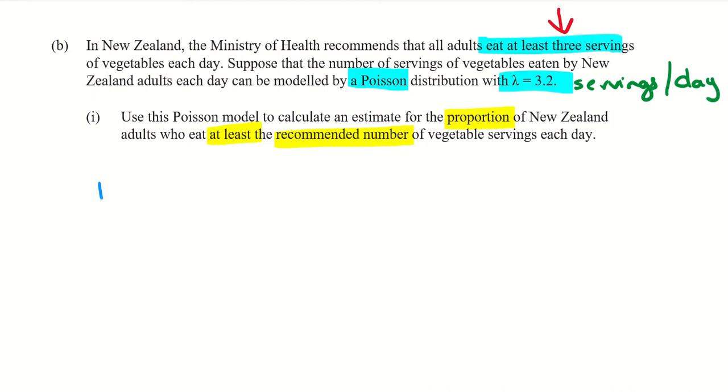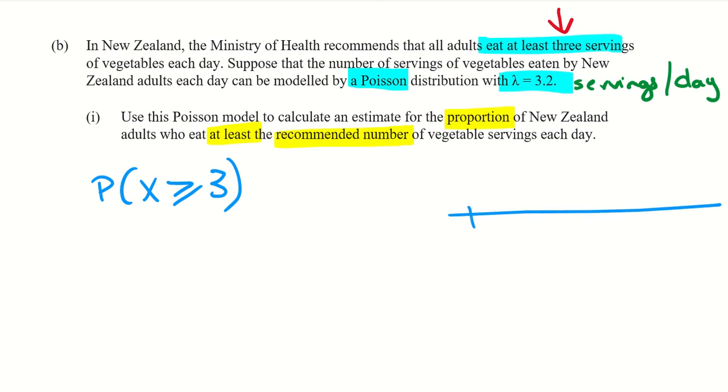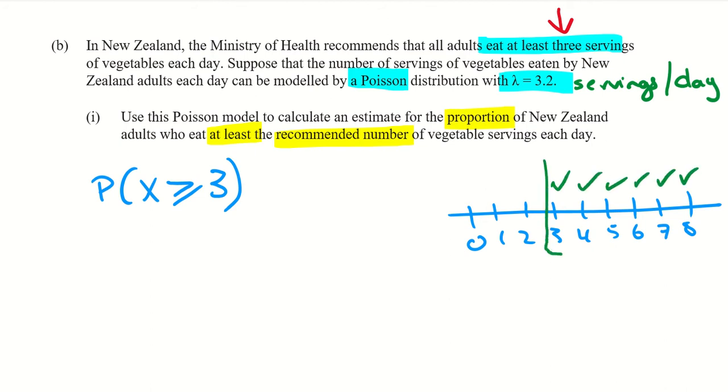And so we want to know what's the probability that somebody has at least, so greater than or equal to 3 servings. So if I think about this in terms of a number line of how many servings I could have, 0, 1, 2, 3, 4, etc. When we're talking about being able to have at least 3, that's talking about 3 or more than 3. So people that have at least 3. So that is what we call a right-hand side.